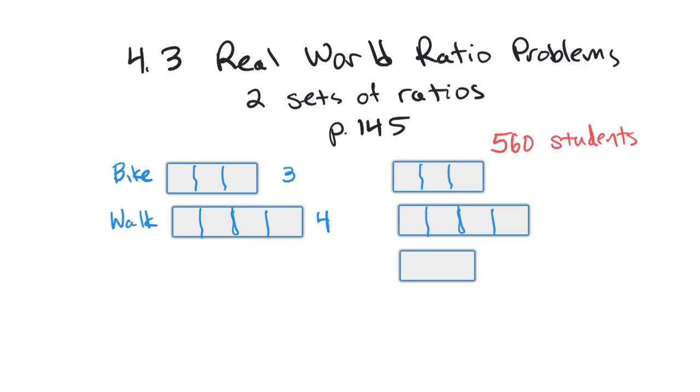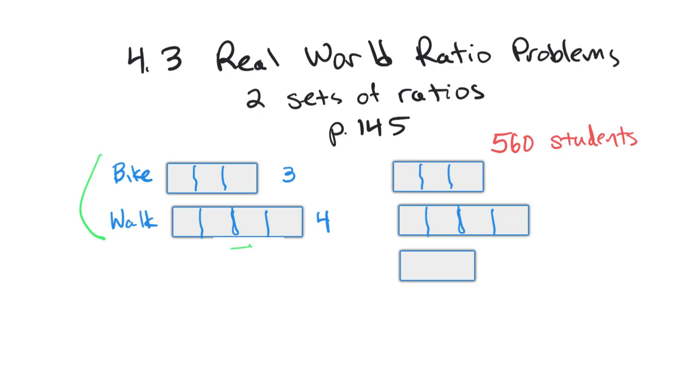The ratio of number of students who ride bikes to the number who walk is 3 to 4. And I've drawn a little model of that right here. 3 parts for bike and 4 parts for walkers. The ratio of the number of students who walk to the number who take a bus is 12 to 7. And so that's a completely different ratio.